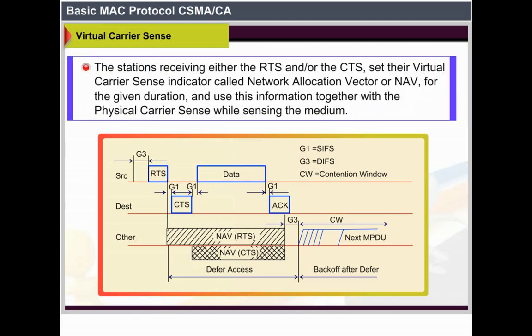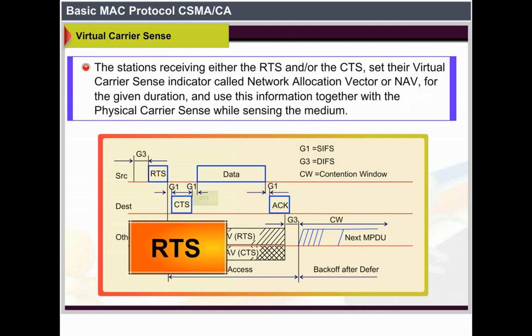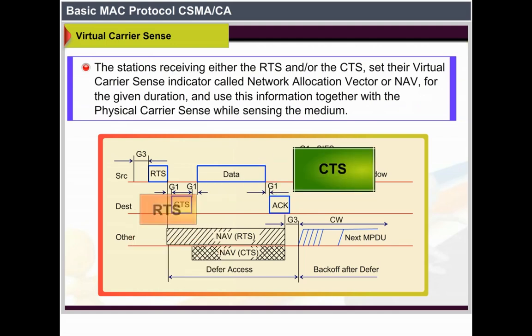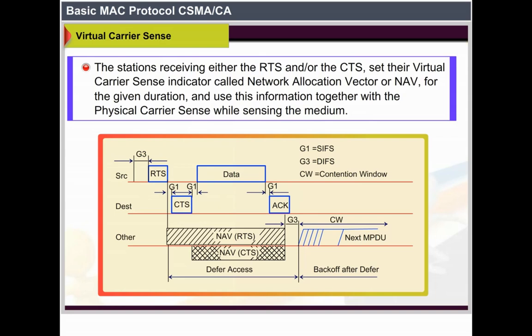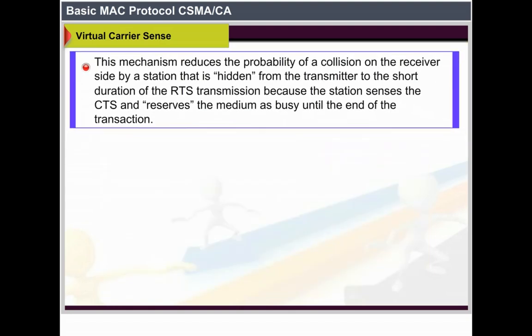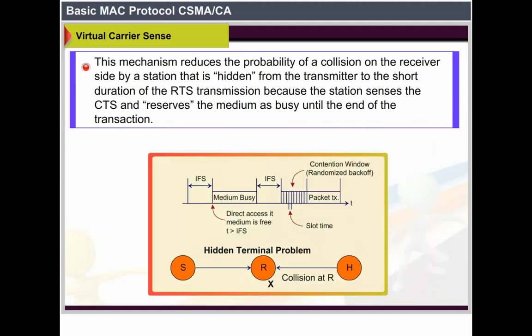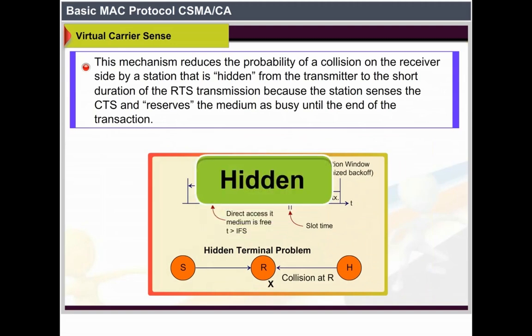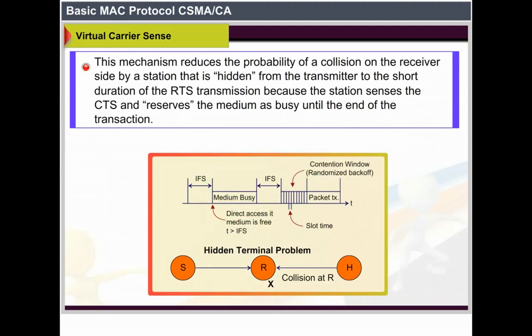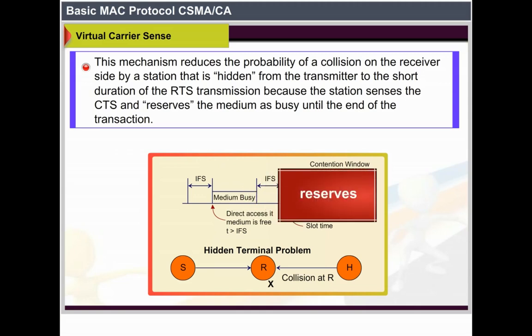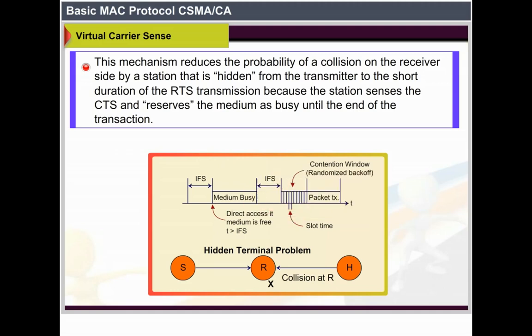All stations receiving either the RTS or the CTS set their virtual carrier sense indicator, called network allocation vector or NAV, for the given duration and use this information together with the physical carrier sense when sensing the medium. This mechanism reduces the probability of a collision on the receiver side by a station that is hidden from the transmitter, due to the short duration of the RTS transmission, because the station senses the CTS and reserves the medium as busy until the end of the transaction.